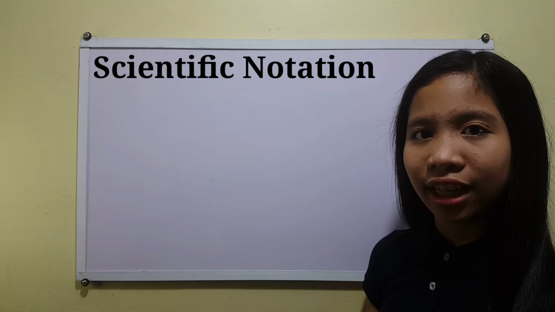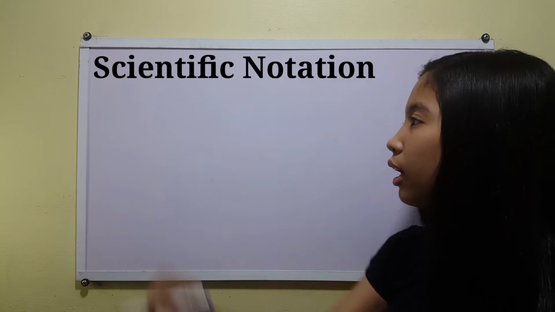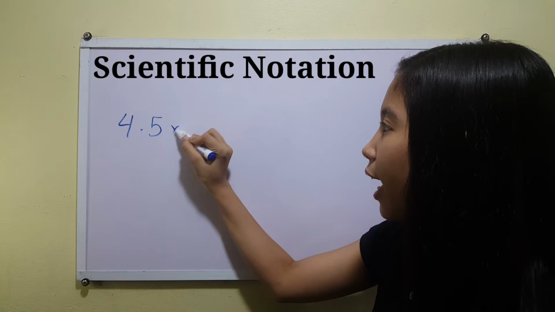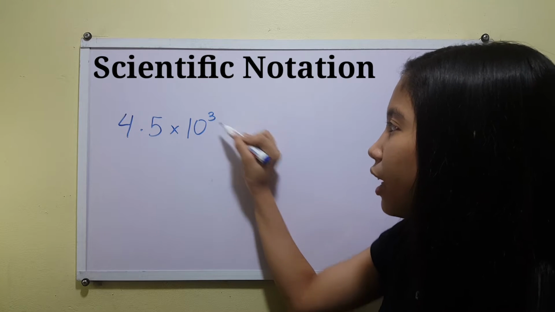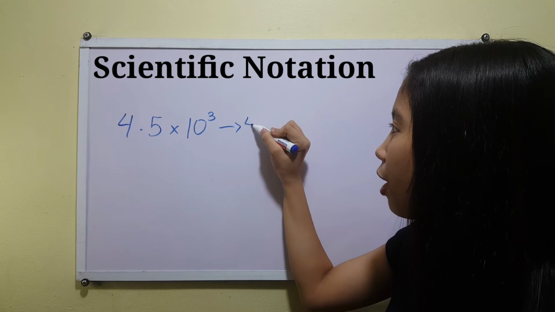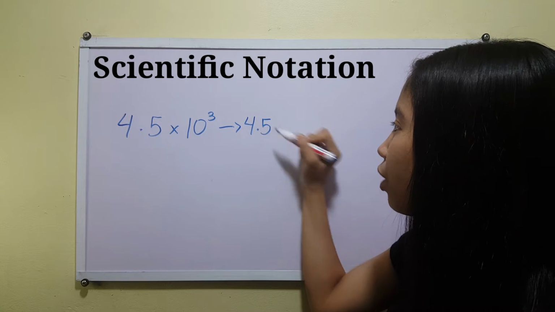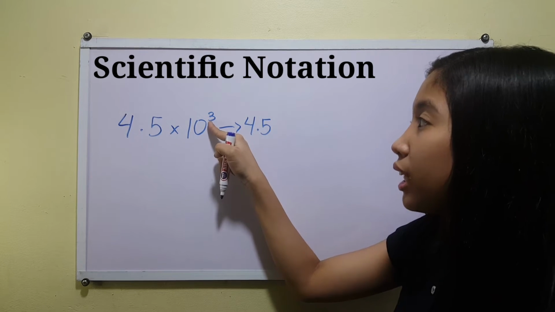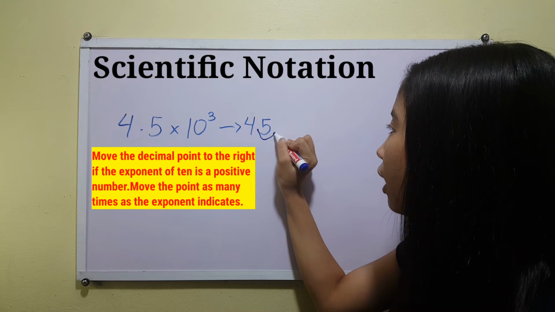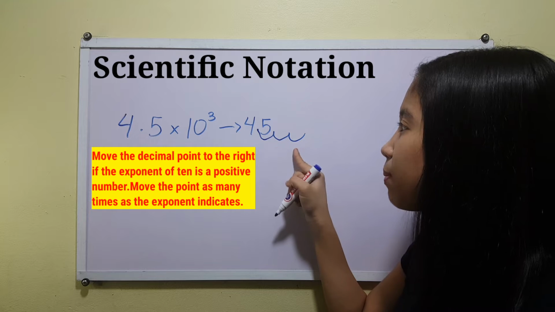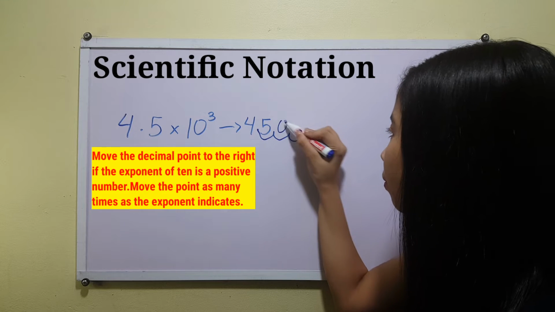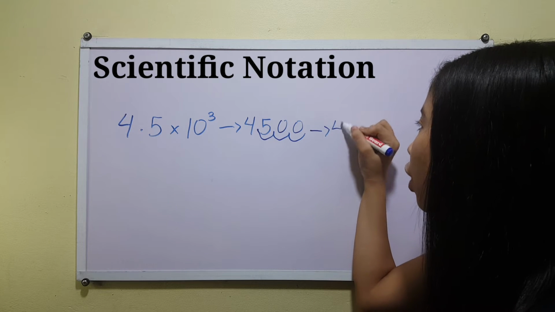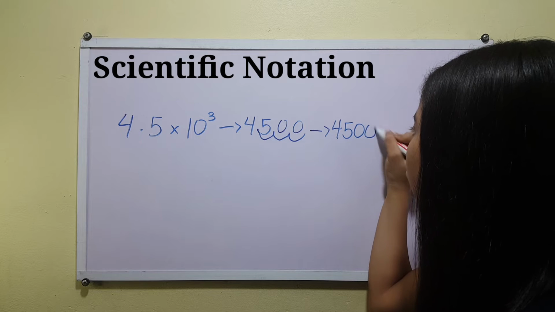Now, let's convert scientific notation into standard form. If we have 4.5 times 10 to the power of 3, what do we have? So we have 4.5. And we are going to move the decimal point to the right. How many times? As much as the exponent indicates. So 3 times. So 1, 2, 3. In these spaces, we are going to put 0. So 4.5 times 10 to the power of 3 is equal to 4,500.